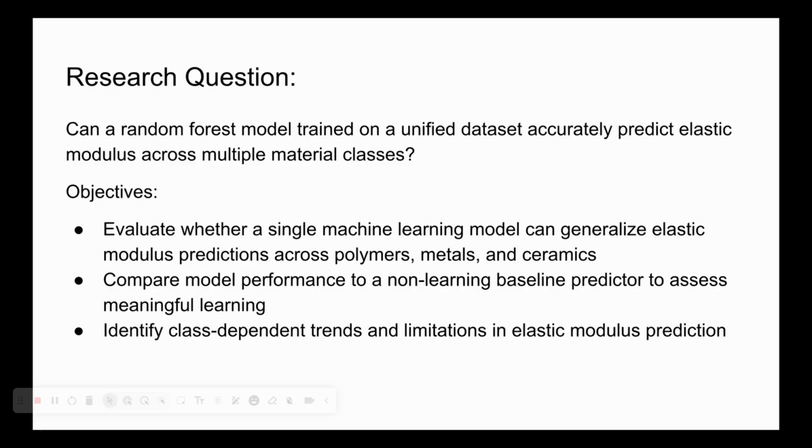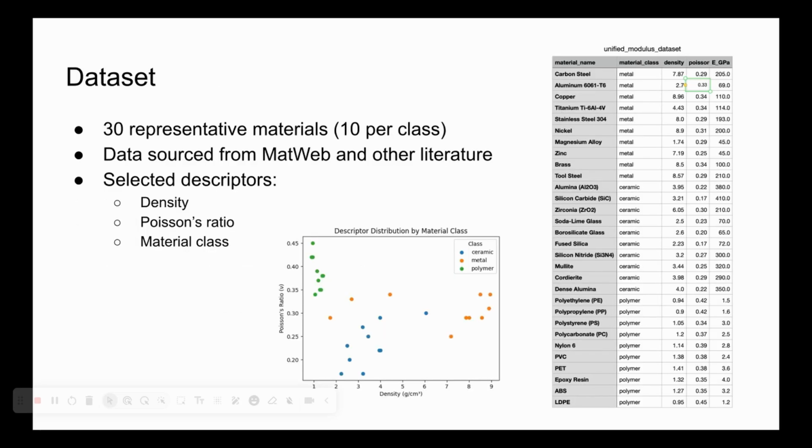To train the machine learning model, I created a dataset of 30 representative engineering materials, consisting of polymers, metals, and ceramics. Material properties were compiled from literature sources such as MatWeb and standard material handbooks. The input descriptors used were density, Poisson's ratio, and material class, all of which are physically meaningful and broadly available. Elastic modulus was used as the target output for model prediction.